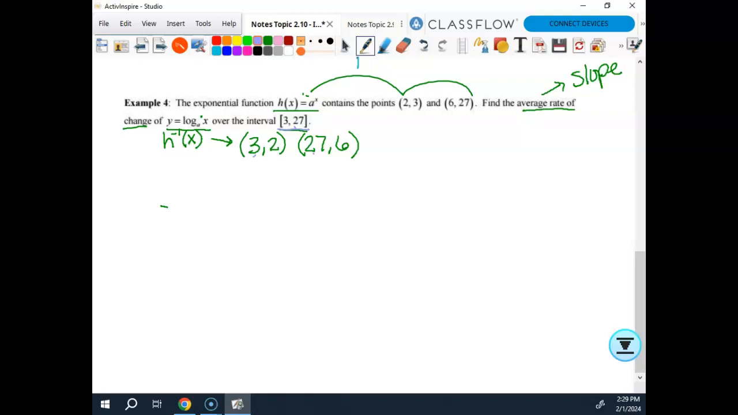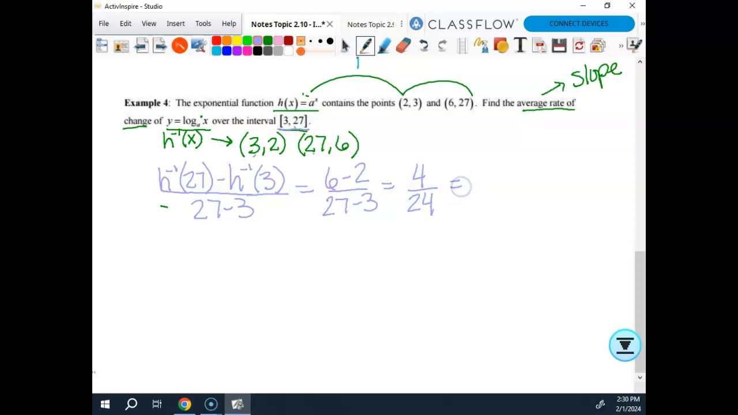So when I go to find my average rate of change, it's the change in y over the change in x, right? So this is going to be h inverse of 27 minus h inverse of 3 over 27 minus 3. And every single time, I want you to write down the function version before you just start plugging in points, because that's going to help you get your y's separated from your x's and help everything hopefully get lined up correctly. Because it is the change. So these are the x values, 27 and 3. So h inverse of 27 is going to give me that y value. So then when I substitute those in, this gives me 6 minus 2 over 27 minus 3. That is 4 over 24, which reduces to what?